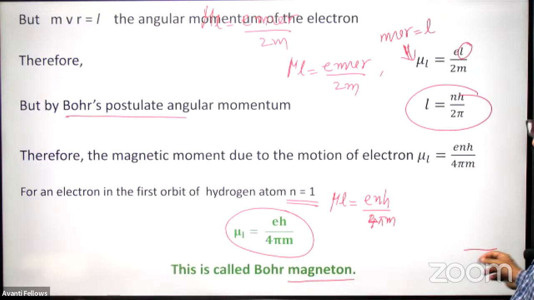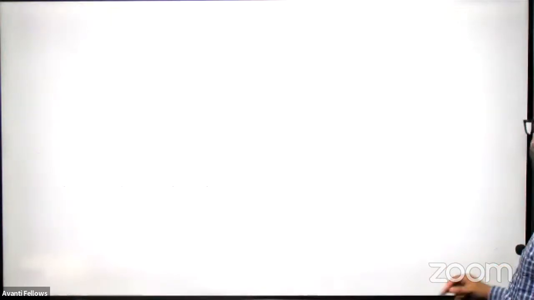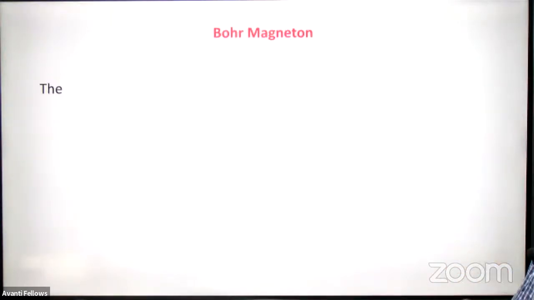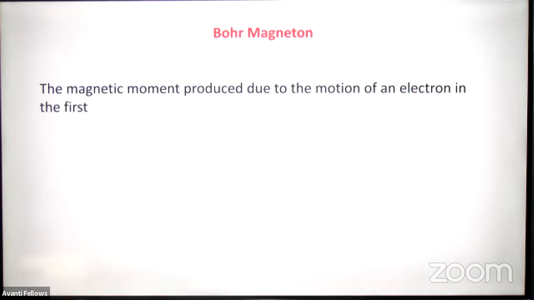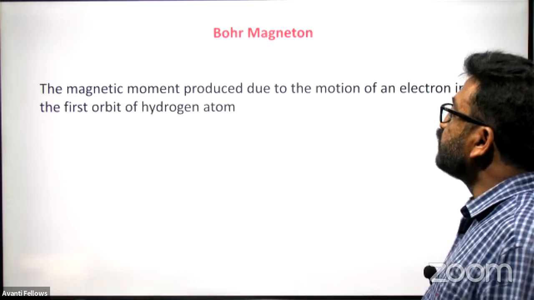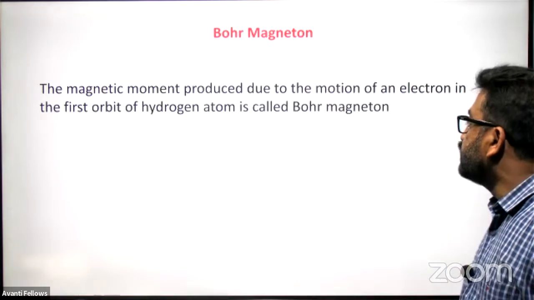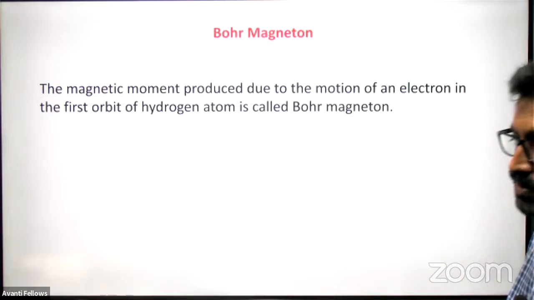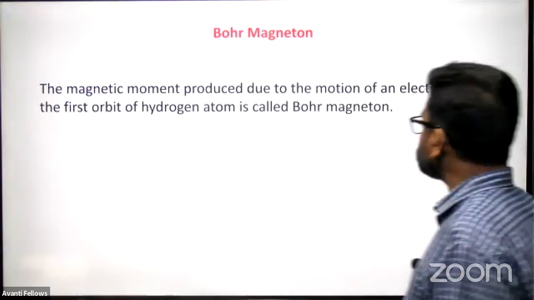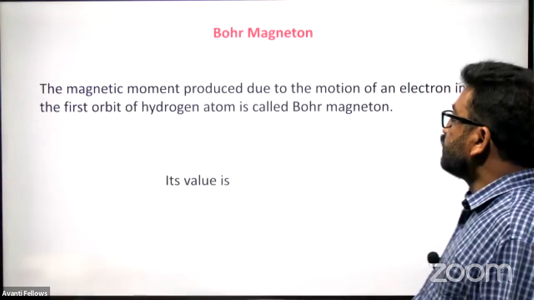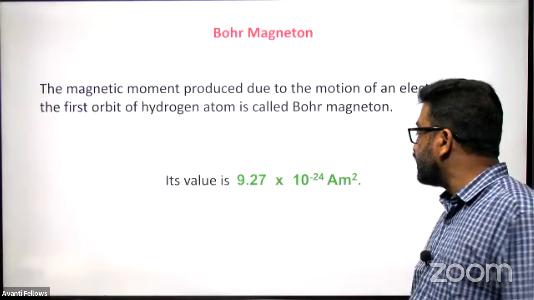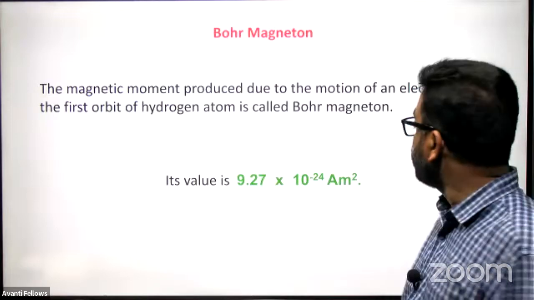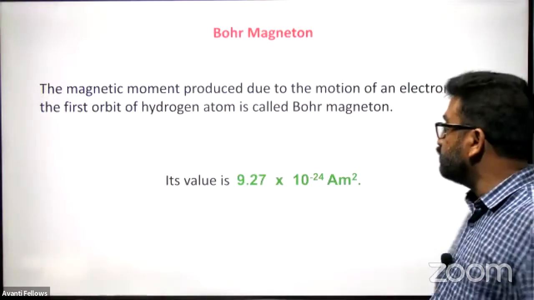Okay, we move forward. Bohr magneton is the magnetic moment produced due to the motion of an electron in the first orbit of the hydrogen atom. It is called the Bohr magneton. The value of this Bohr magneton is 9.27 multiplied by 10 power minus 24 ampere meter square.